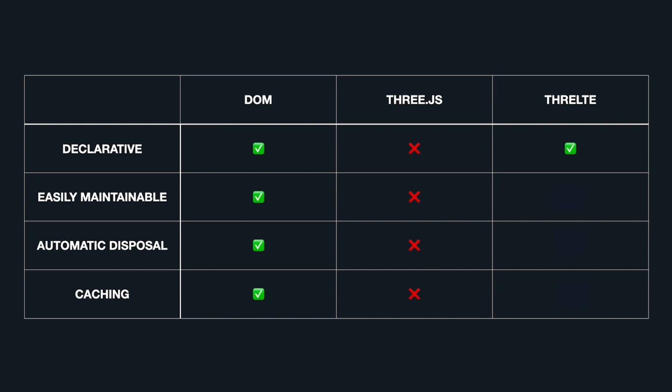Threlte aims to tackle most of these issues with the help of Svelte. With Threlte, we do get declarative markup for everything that three.js has to offer. It's easy to maintain and reason about. We still need to take care of rendering sometimes for advanced use cases, but there are reasonable defaults in place. And because Svelte components have something called a lifecycle, we can use that lifecycle to automatically dispose unused resources. We also benefit from an app-wide resource caching, which is a huge performance boost for larger Threlte apps.